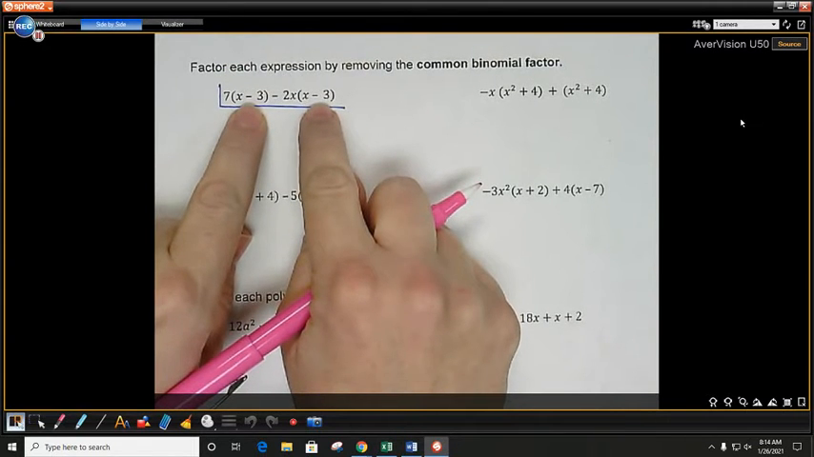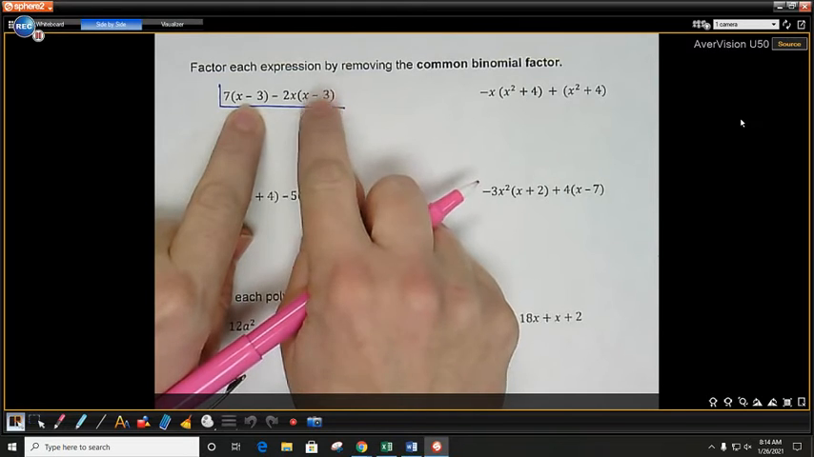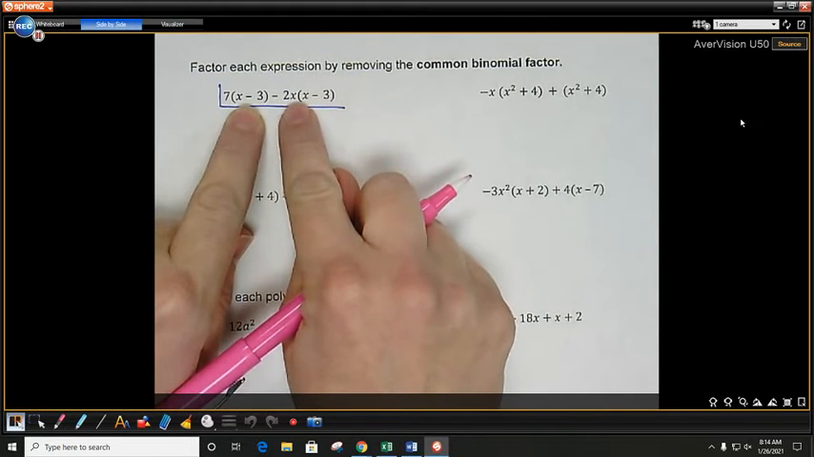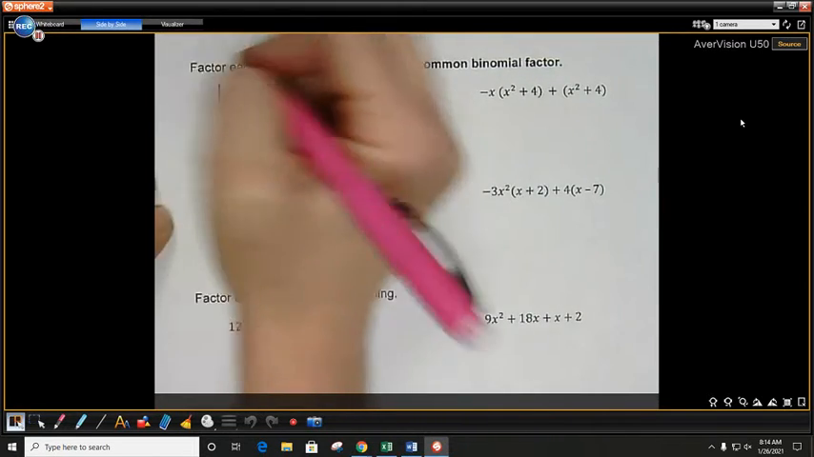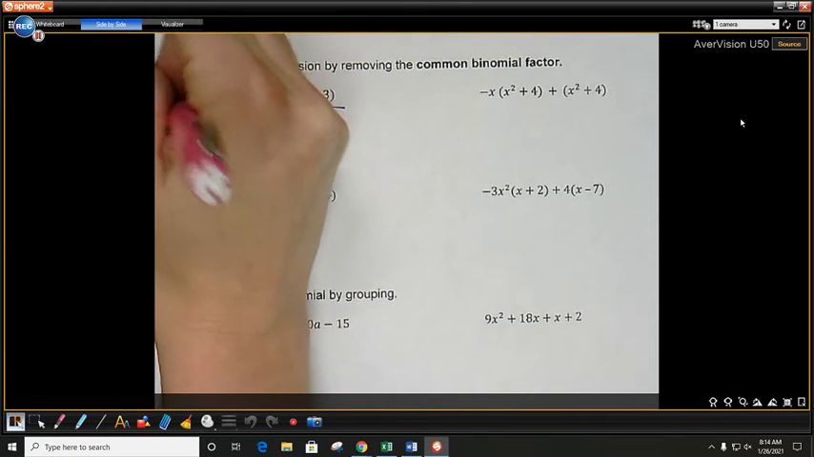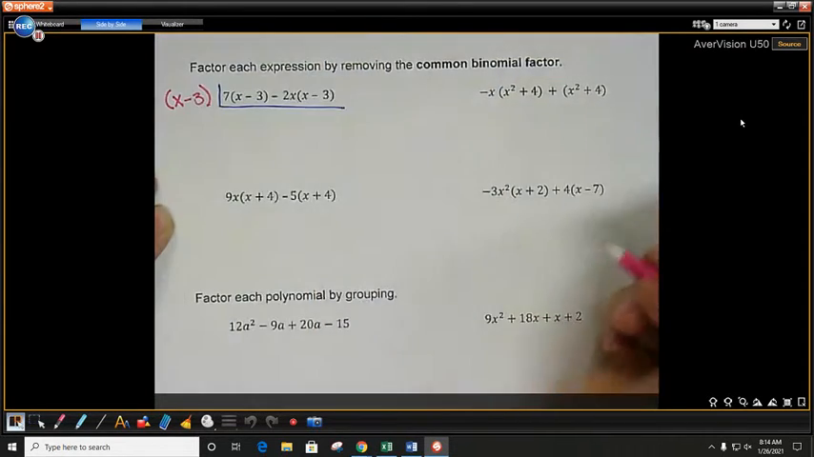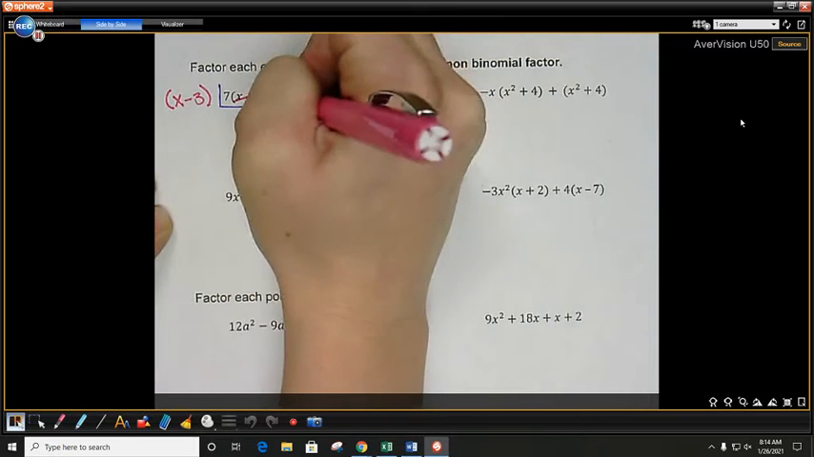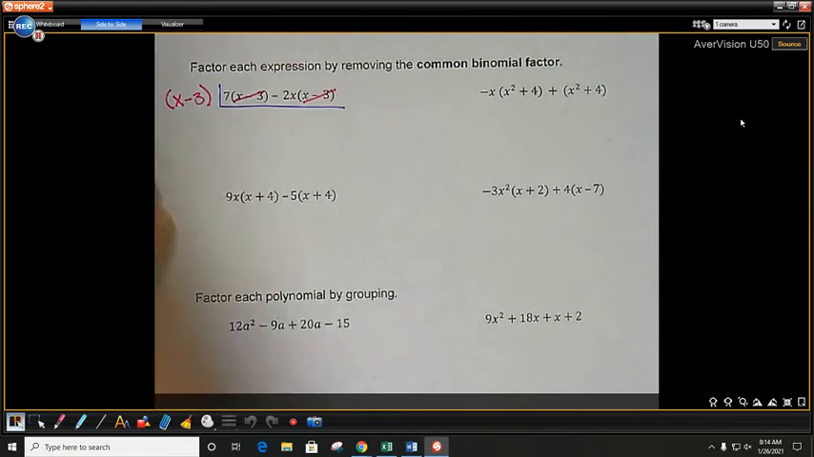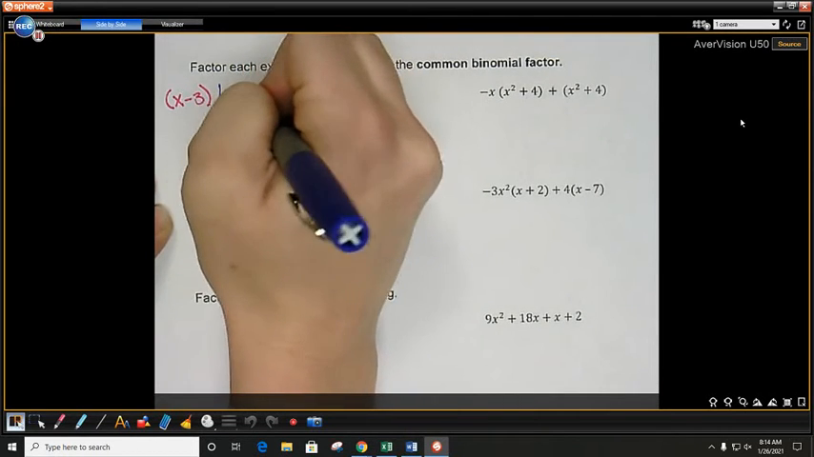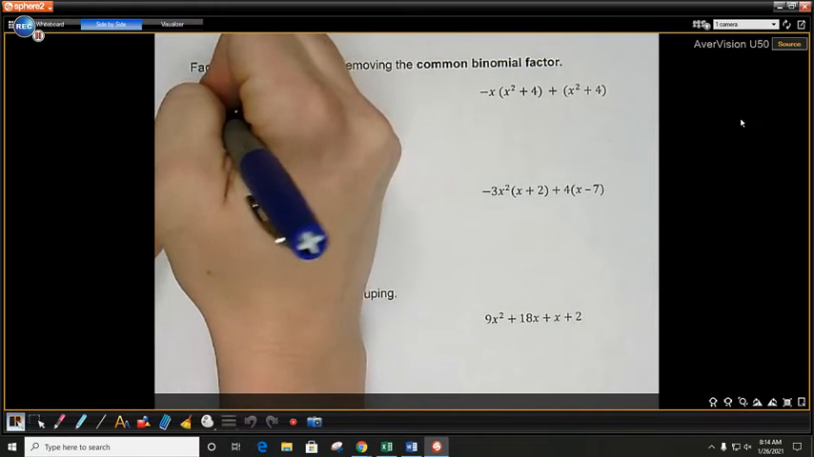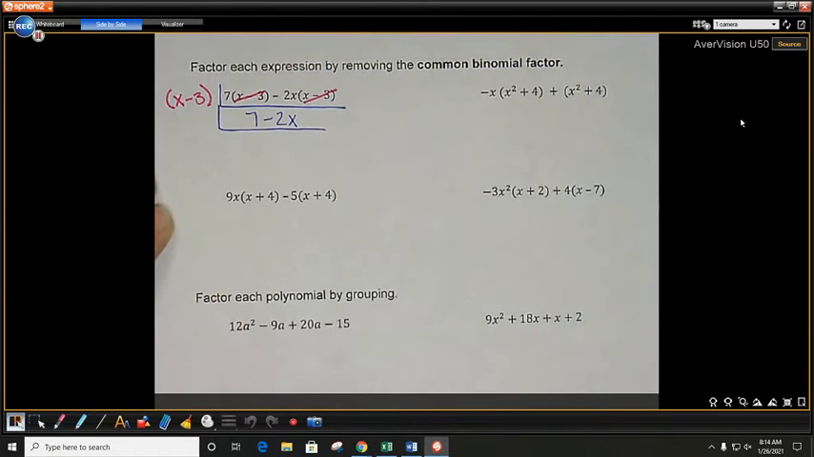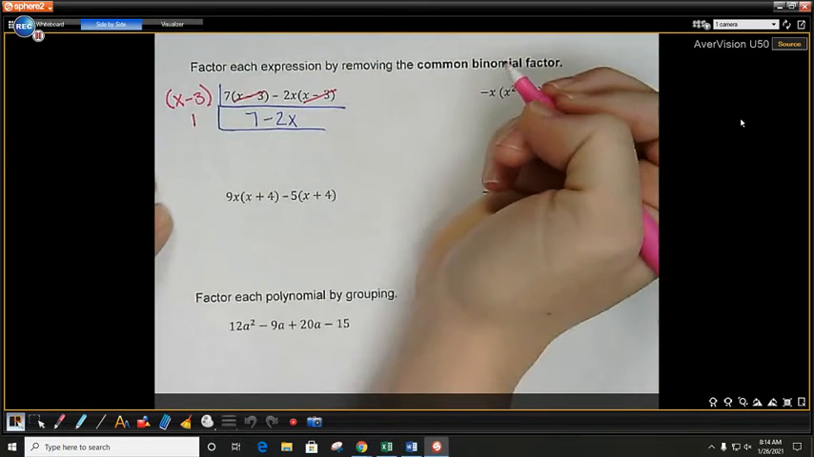Now, they're going to already be pretty obvious to point out. Here I have an x minus 3 multiplied with that 7, and I have an x minus 3 multiplied with that negative 2x. So that's what's in common. So I'm going to take out my x minus 3. When I take it out, it's gone from here and here. So I'm left with a 7 minus 2x. Now 7 minus 2x only has a common factor of 1.